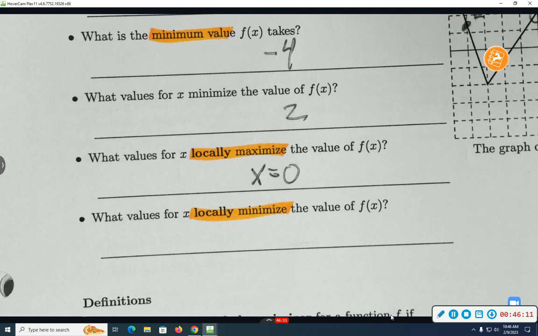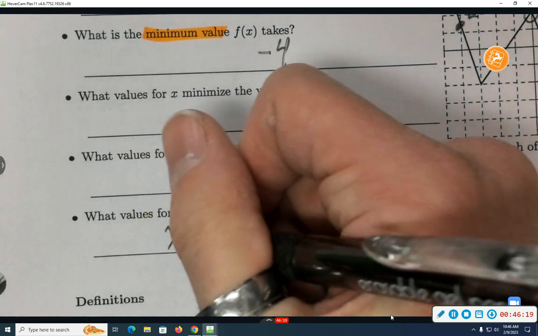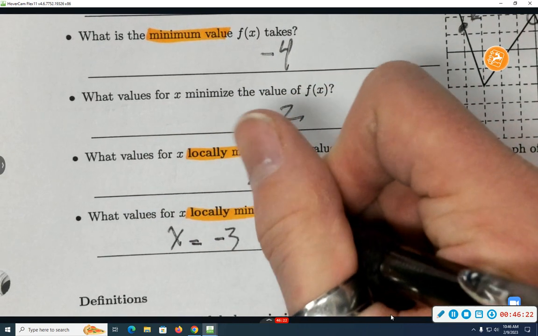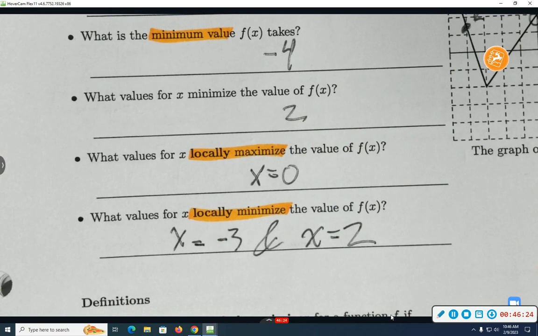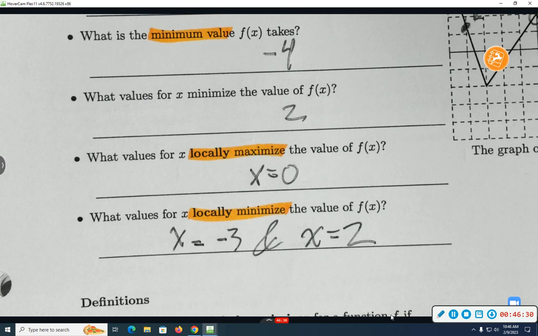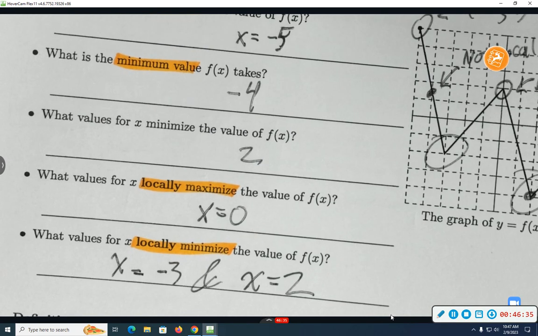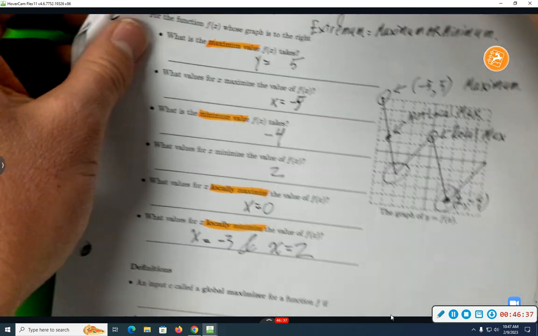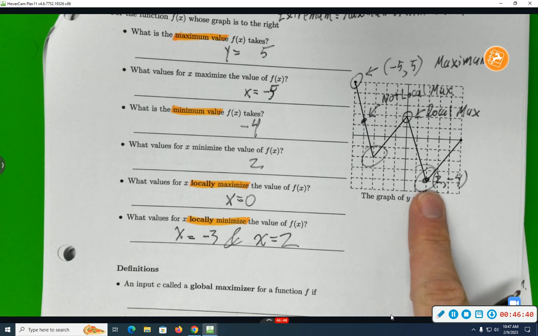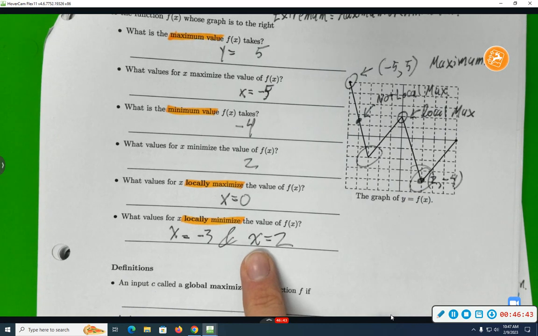Are there any inputs that seem to locally minimize? Yeah. X equals -3 and X equals 2. Cool. I agree. If you zoomed in really, really close to those 2 points, you would see things that look like global mins. So notice, it's possible for the global minimizer to also be a local minimizer, but it doesn't have to happen. When it happens at an endpoint, then it's not a local anything.